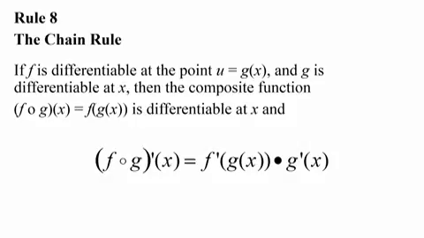The chain rule. If f is differentiable at the point u equals g of x, and g is differentiable at x, then the composite function f of g of x is differentiable at x and is found by the following. (f of g)'(x) is equal to f prime of g of x times g prime of x.